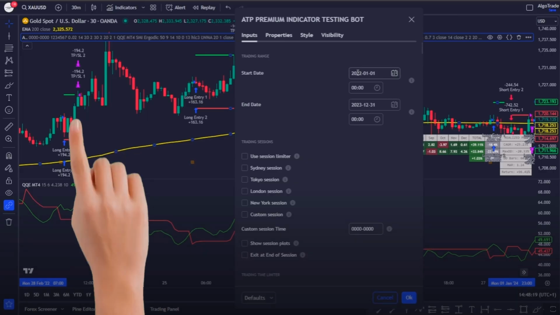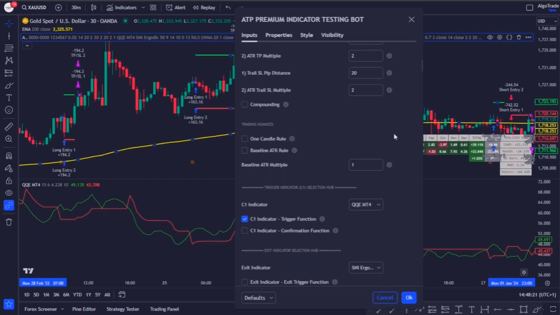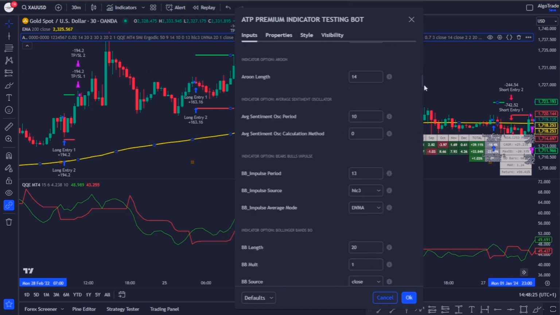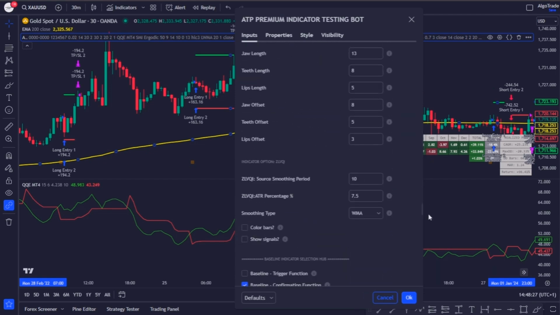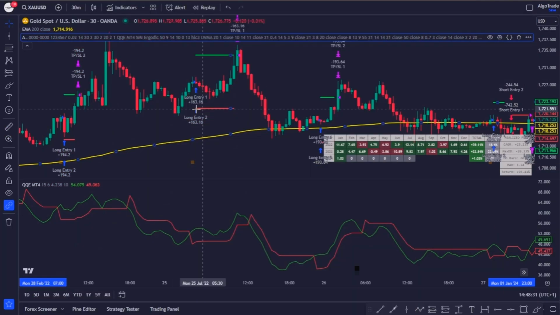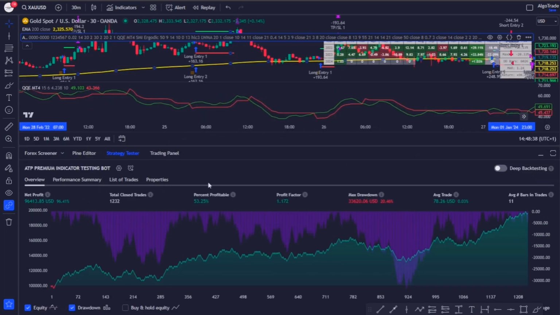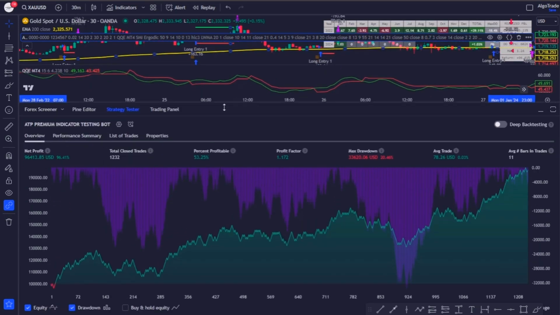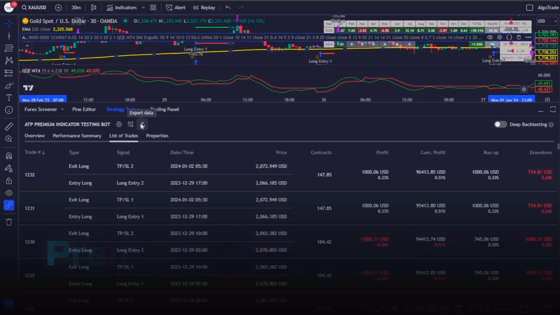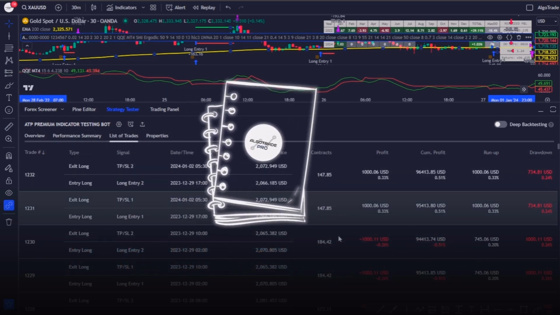Once we have set all the conditions we discussed earlier, including the QQE MT4 with the specified settings and the 200 period EMA for confirmation, the trading bot will display every valid trade on the charts. It also provides monthly results here and overall statistics for each asset I want to backtest in the Strategy Tester tab. And since I have the premium TradingView plan, I can download all the trades the bot executes, which I will use to create the trading journals.